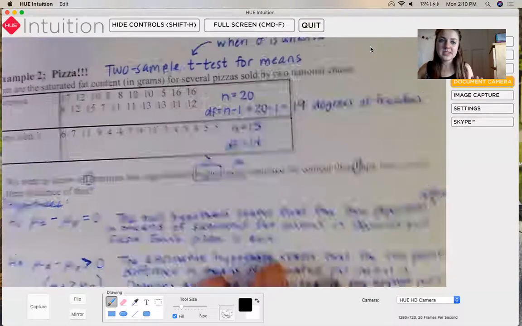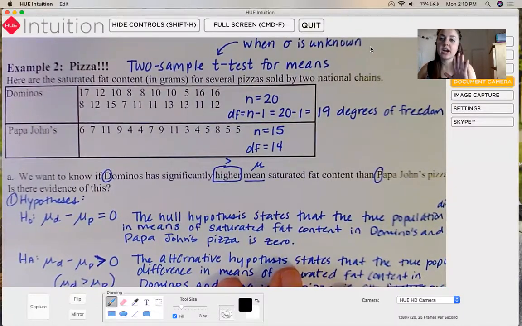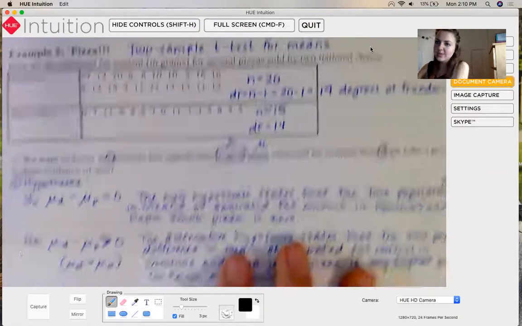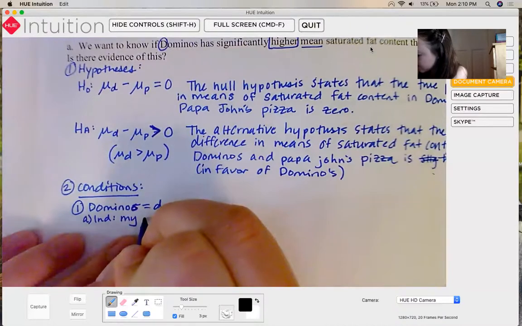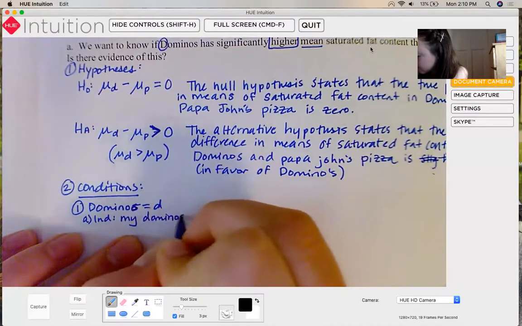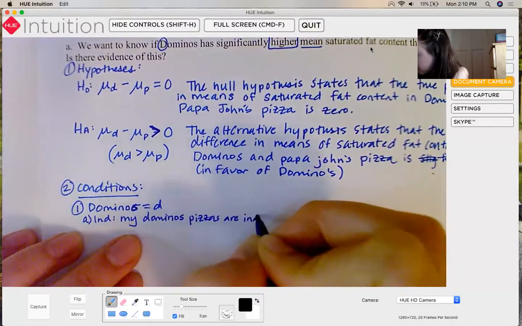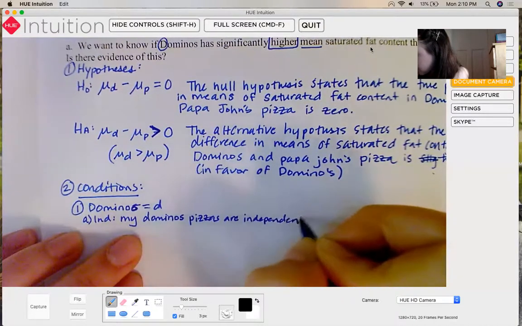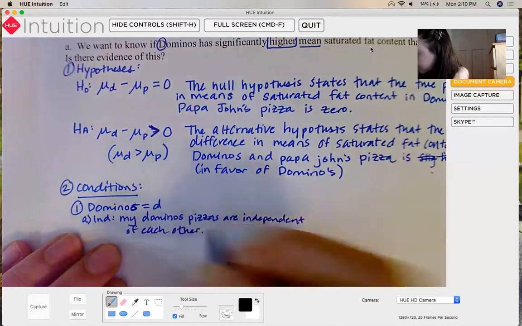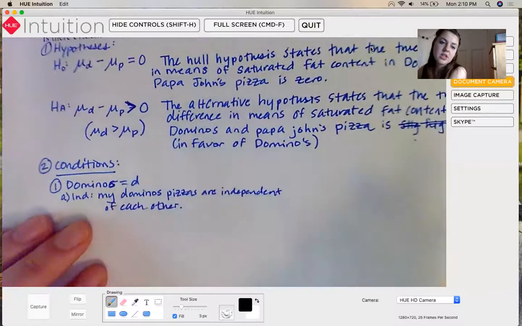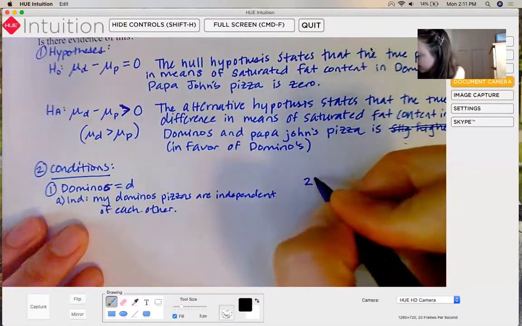Actually, our problem doesn't say. So we just have to kind of, well, I'm sorry, not independence. Sorry, independence. We can't assume that. So, okay, or we could say, I assume that the Domino's pizzas are independent of each other. Now, I'm just gonna go ahead and write this down.